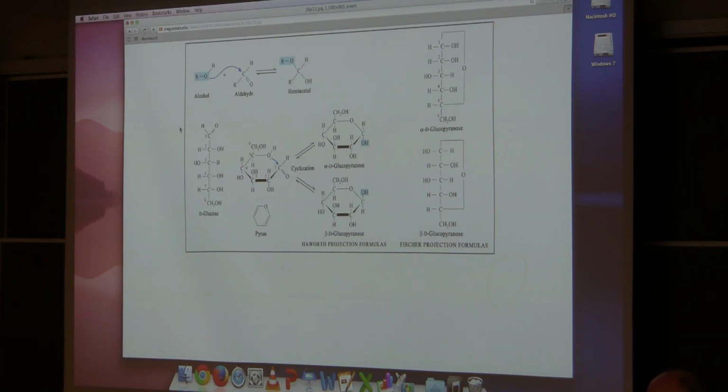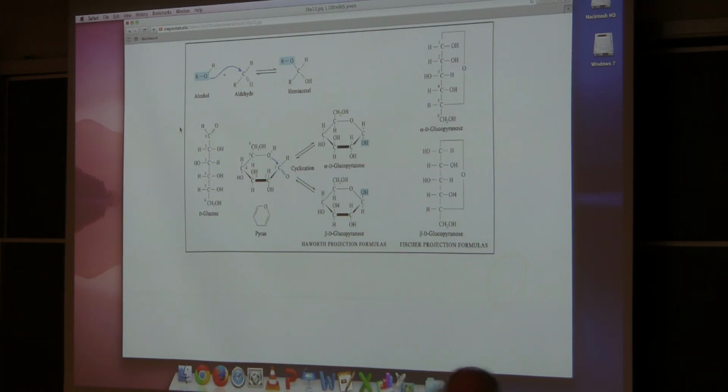Now, you'll probably blow off what I just told you, but that's an important concept. The carbon that has the carbonyl group is the carbon that makes the ring. In the case of glucose, the carbonyl carbon is the aldehyde. In the case of fructose, the carbonyl carbon is the ketone.